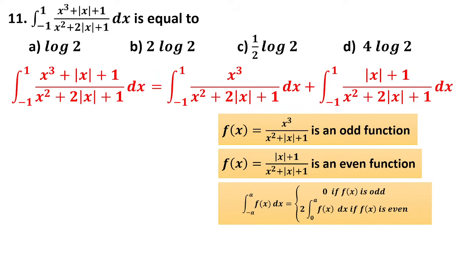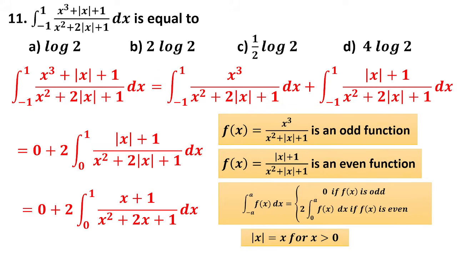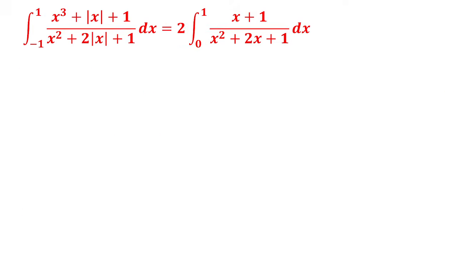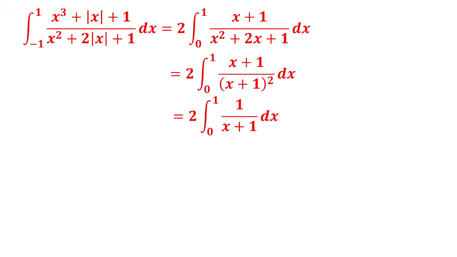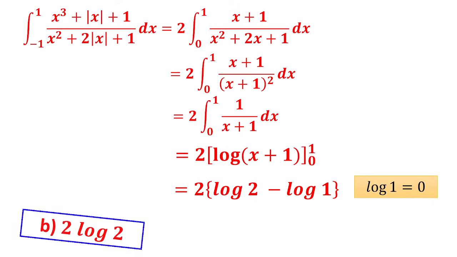For the second one, it is 2 into 0 to a. Therefore, I am getting it now. Now in that second integral also, we have to get the value of mod x. What is mod x whenever x is greater than 0? It is x only. Therefore, it is simply x plus 1 by x square plus 2x plus 1. But here also don't worry, because the denominator is nothing but x plus 1 the whole square, getting cancelled with the numerator. Log of x plus 1, all of you know, upper limit minus lower limit. Upper limit is log 2, lower limit is log 1. What is log 1? 0. Therefore, the answer is 2 log 2.